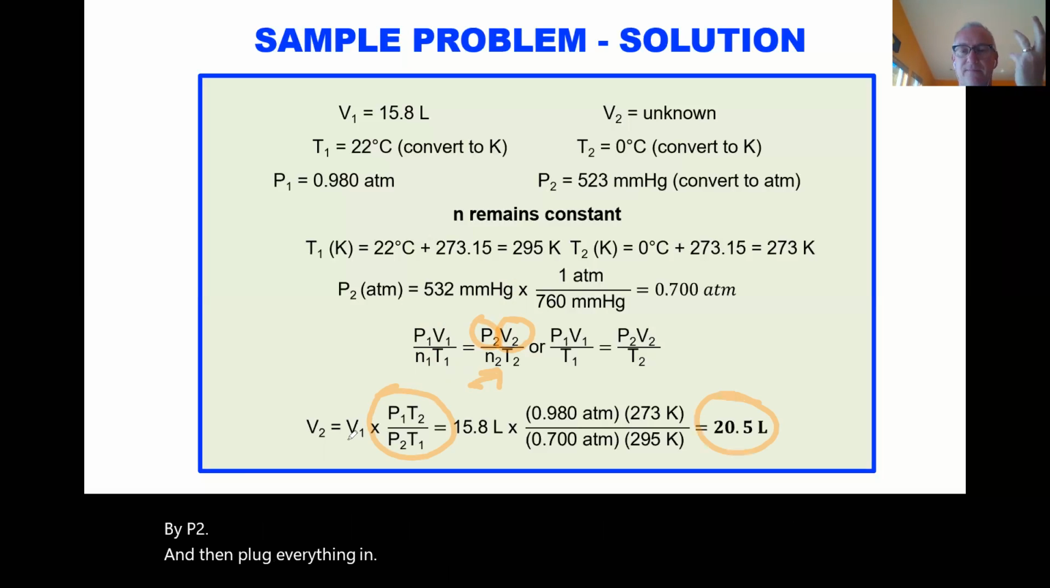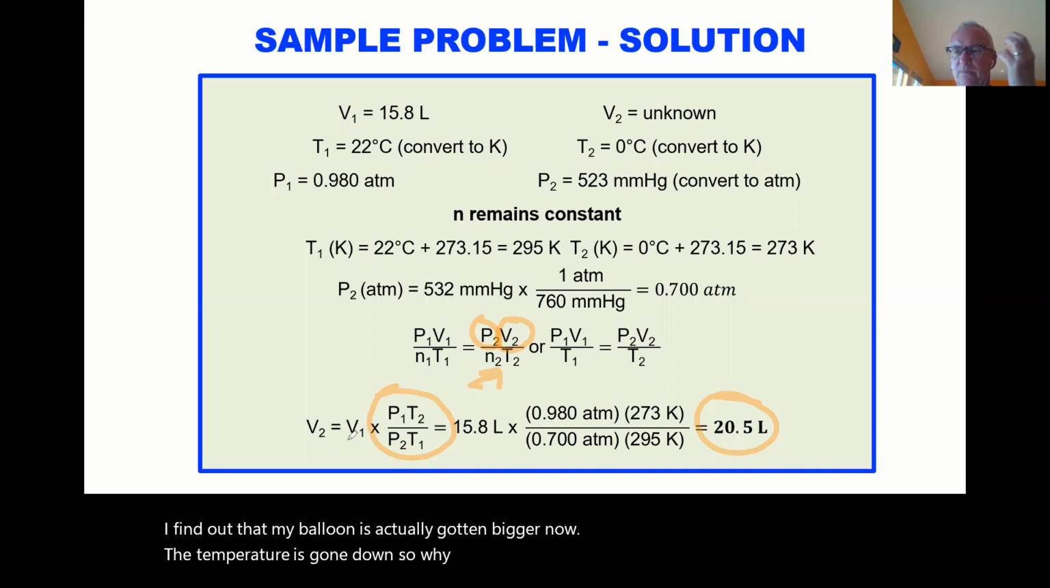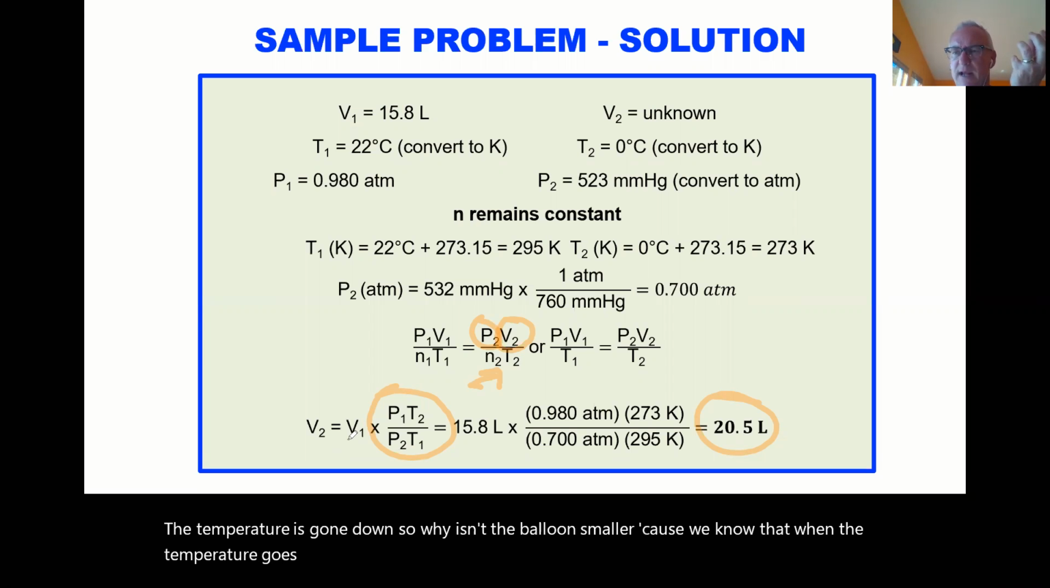I find out that my balloon has actually gotten bigger. Now, the temperature has gone down. So why isn't the balloon smaller? Because we know that when the temperature goes down, the volume goes down. So why is the balloon bigger at the top of the mountain?